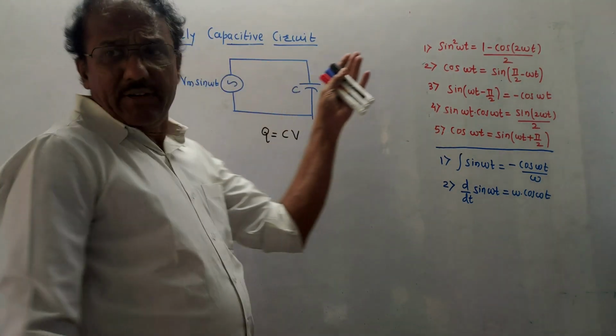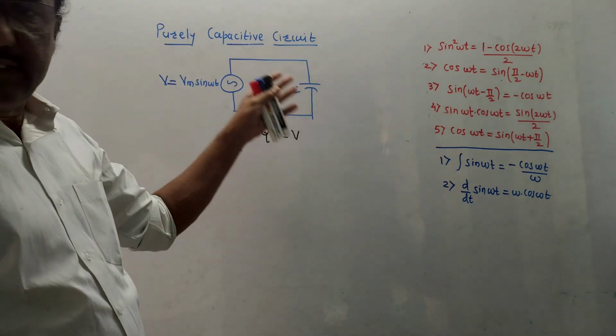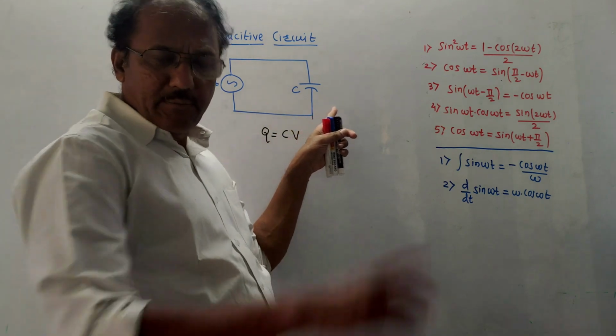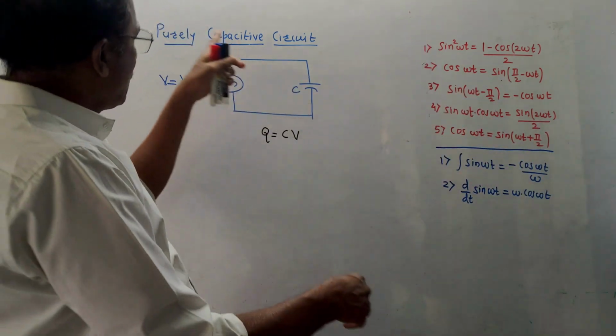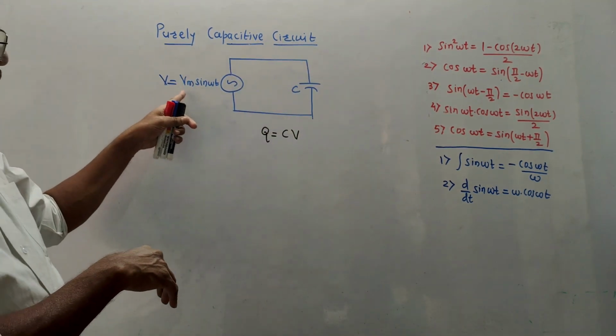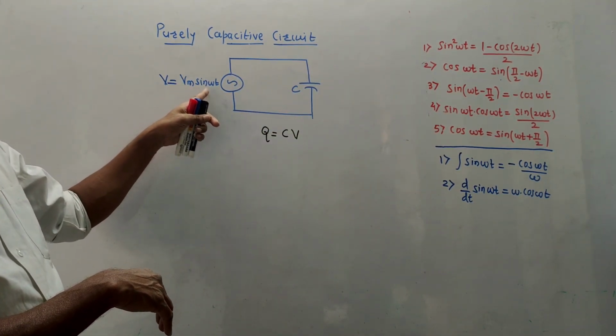The last type of derivation is the purely capacitive circuit. Very simple logic. In the earlier derivation, we had drawn an inductor. Before that, we had drawn a resistor. Now this is a purely capacitive circuit, so I have drawn a capacitor. Supply voltage is as usual, V is equal to Vm sin omega t.